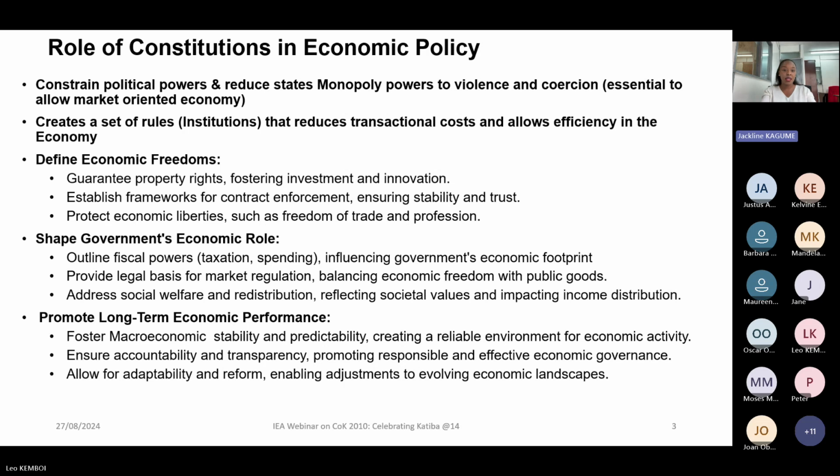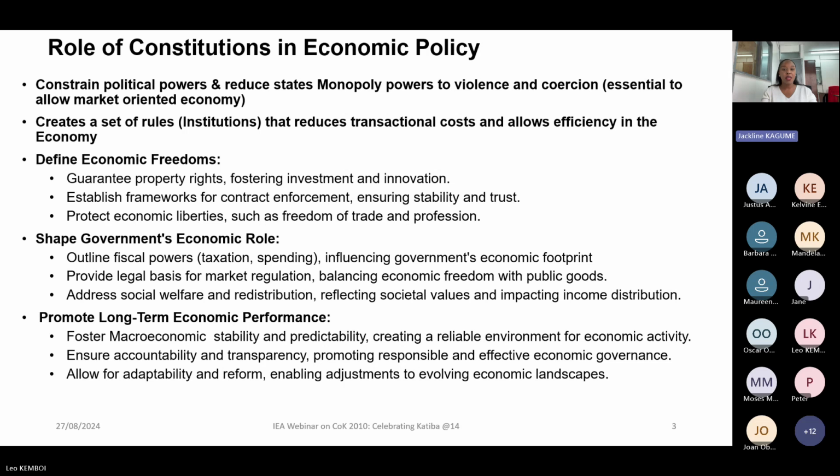And then the fourth thing is, we see that constitutions in general tend to shape the government's economic role. And this is by outlining the extent to which the government is involved in economic activity or in the economy. And so we see, even in our own context, that the Constitution defines the fiscal powers and responsibilities, including, for instance, establishing the authority to raise revenue, that is the authority to tax, and the authority to spend. So demarcating very clearly how these processes should be done.